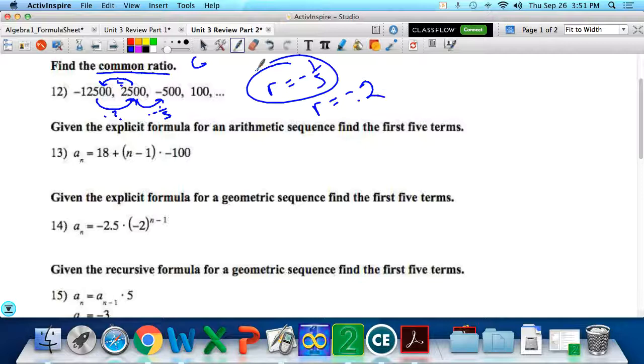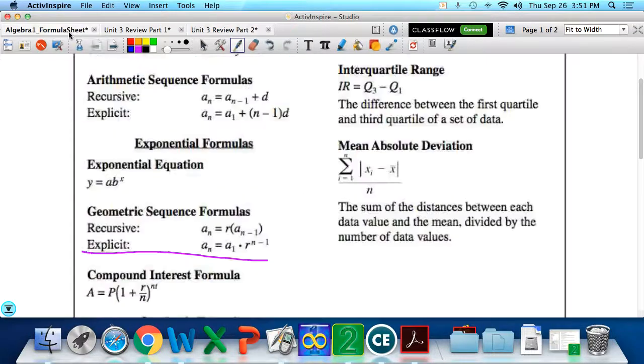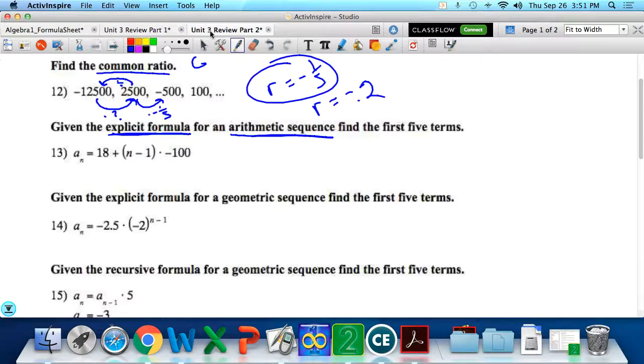So, number 13, given the explicit formula for an arithmetic sequence. Ooh, big words. Explicit formulas, arithmetics. Find the first 5 terms, okay? So, I'm playing the matching game. I know I'm arithmetic, I know I'm explicit. I hop over to my formula sheet. Arithmetic, explicit. First term, common difference. Well, that makes the first term very, very easy to find. It's 18.